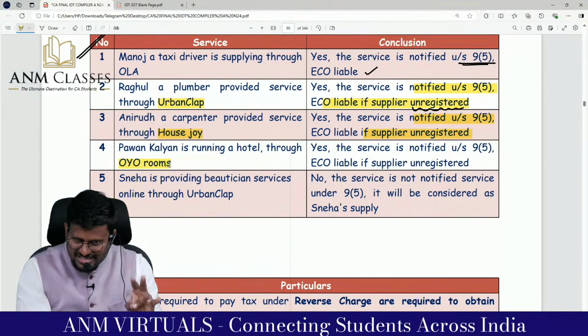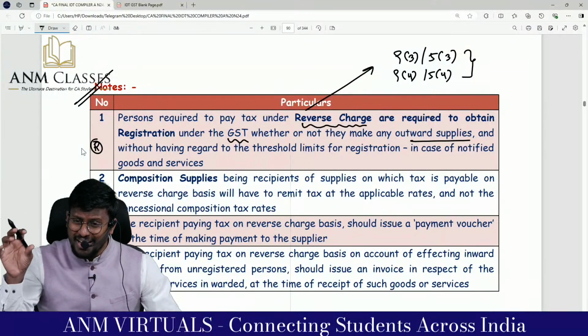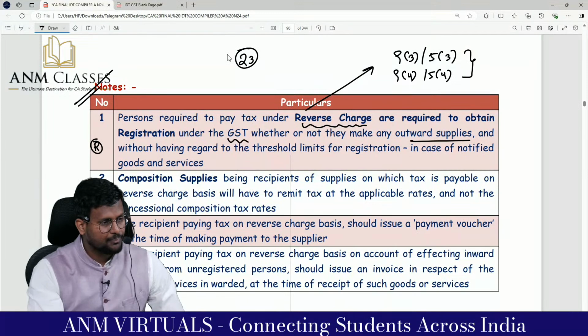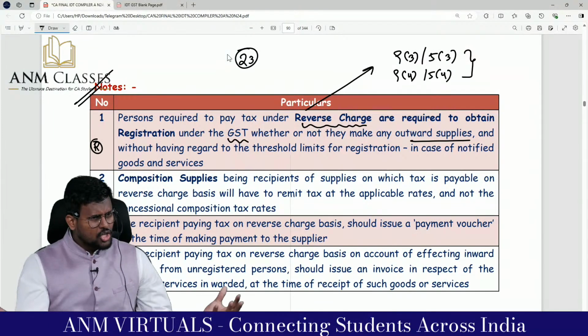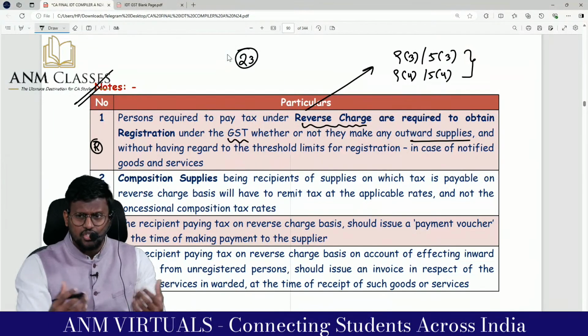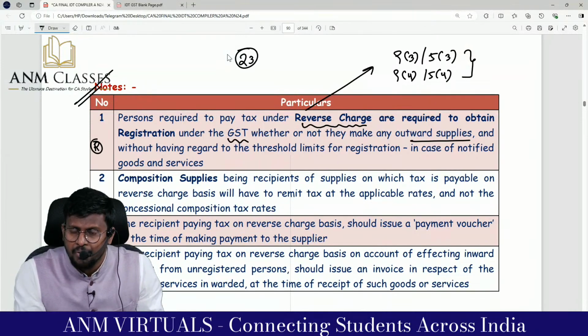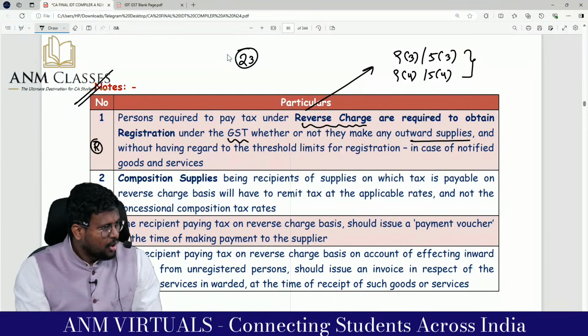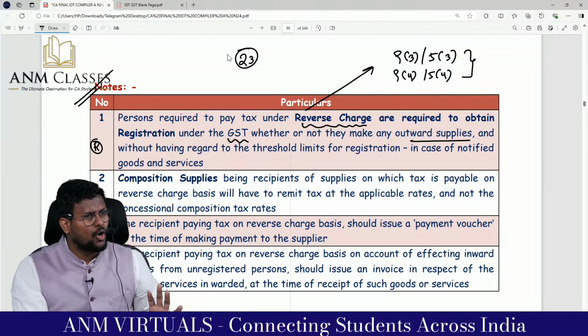Yes, sir. If you are a supplier of 9(5), you will fall under section 23, because a person not liable for registration. GTA is not liable for registration. Insurance agent is not liable for registration. Yes or no? Others are not liable for registration.